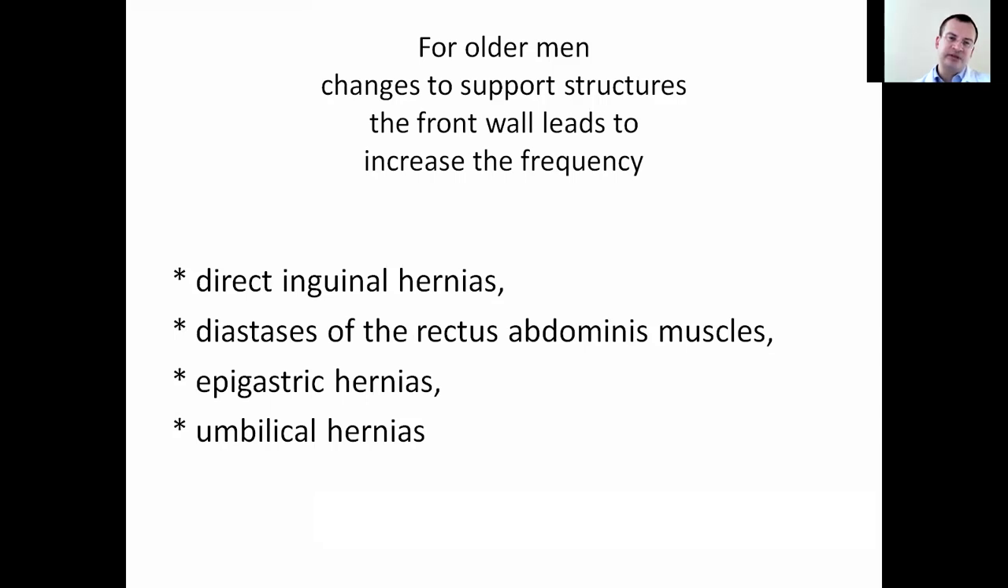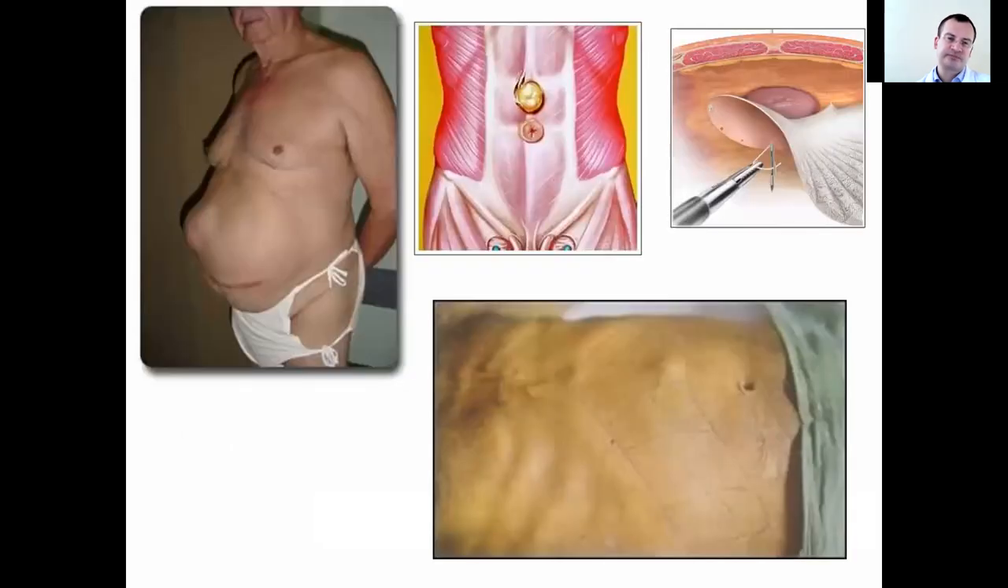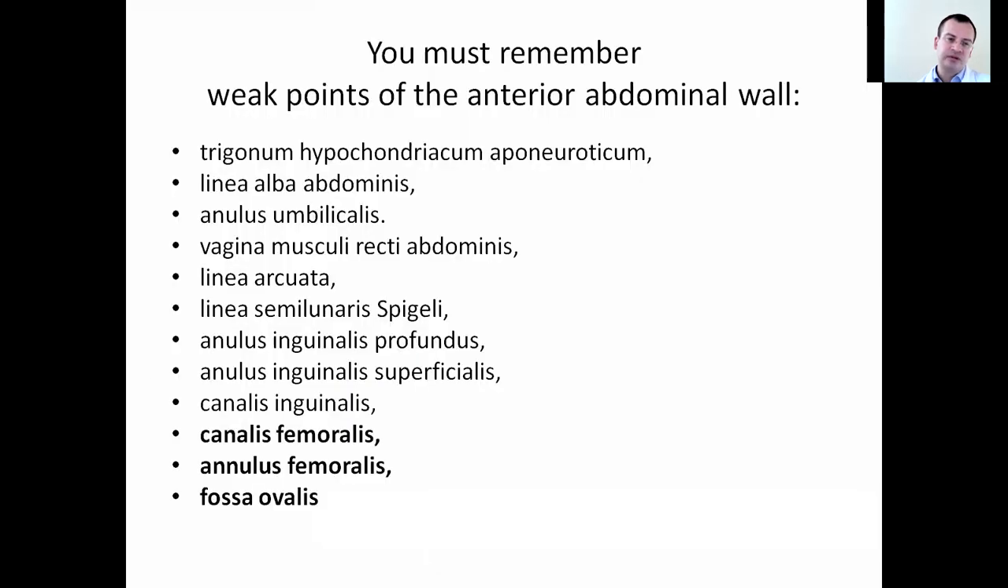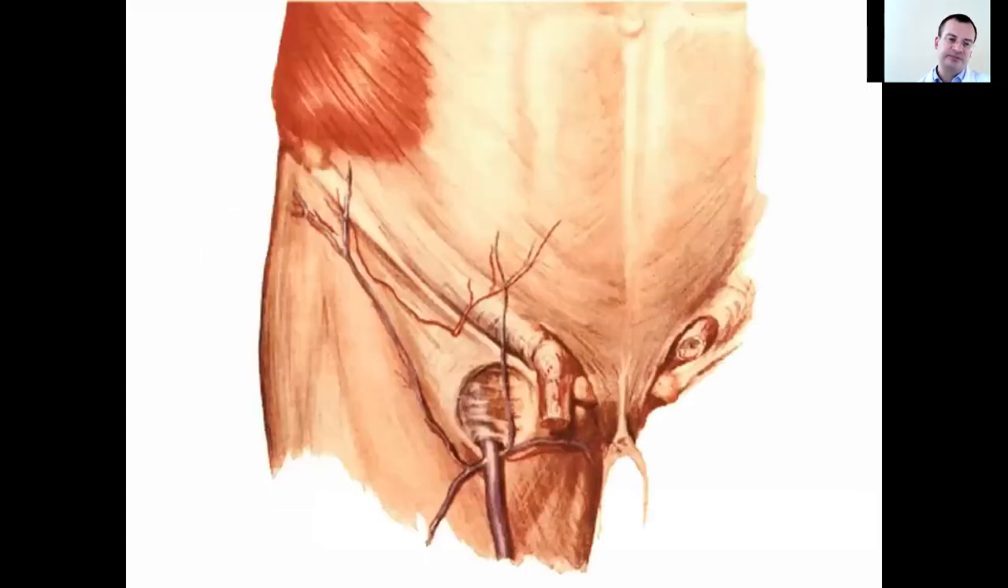For older men, changes in the supporting structure of the front wall lead to an increased frequency of direct inguinal hernias, diastasis of the rectus abdominis muscles, epigastric hernias, and umbilical hernias. Canalis femoralis.